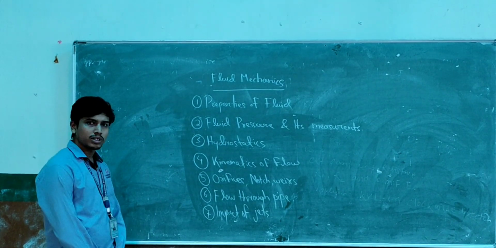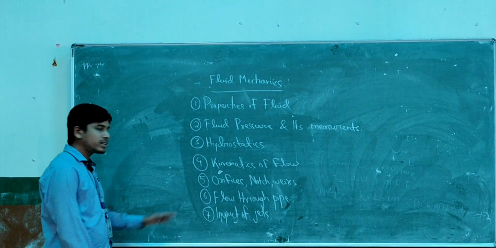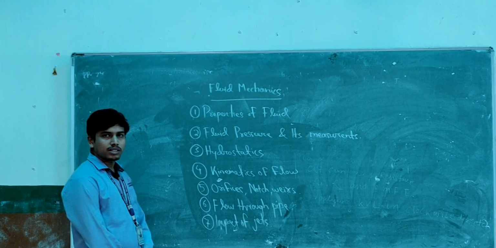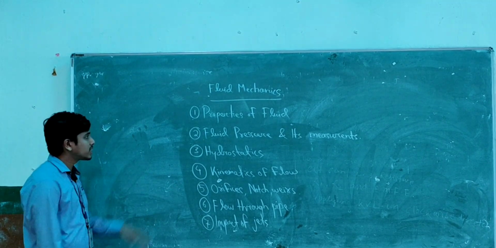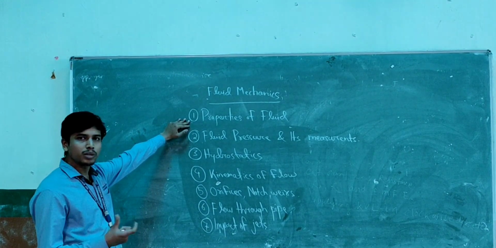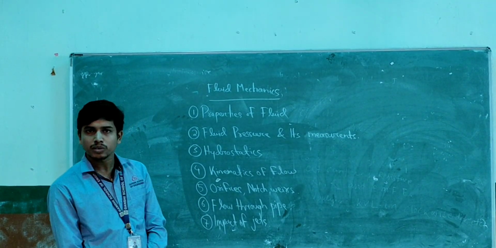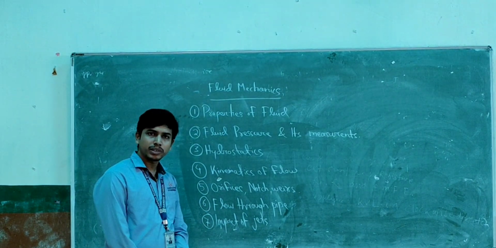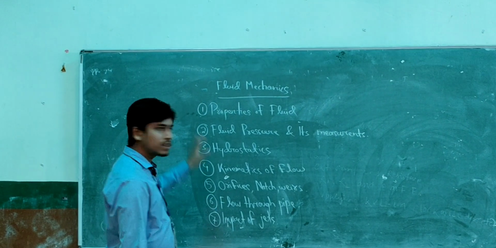So we will go through the syllabus. In fluid mechanics there are 7 sub-chapters, and we should understand the main things the syllabus consists of. In the first chapter we will study the properties of fluid, like density, specific weight, viscosity, surface tension, and specific volume. There are a number of properties present in a fluid, and we will deeply understand each property in this chapter.